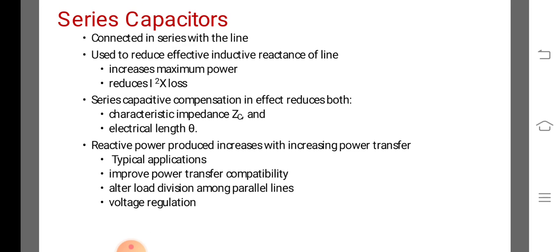Series capacitive compensation is effective in reducing both the characteristic impedance ZC and the electrical length theta. Reactive power production increases with increasing power transfer. Typical applications: improve power transfer, ensure load division among parallel lines, and voltage regulation.